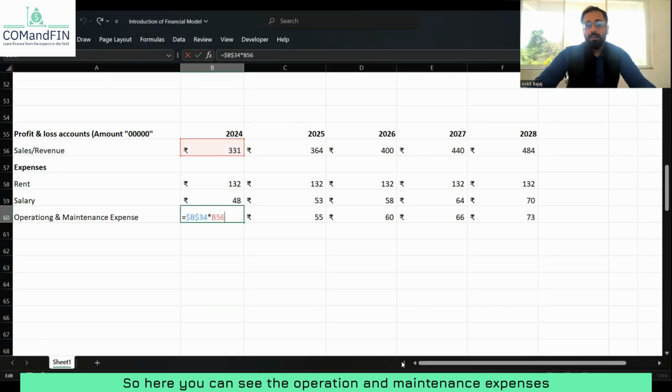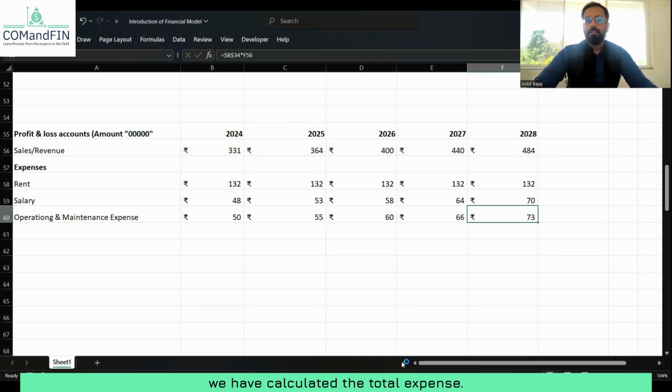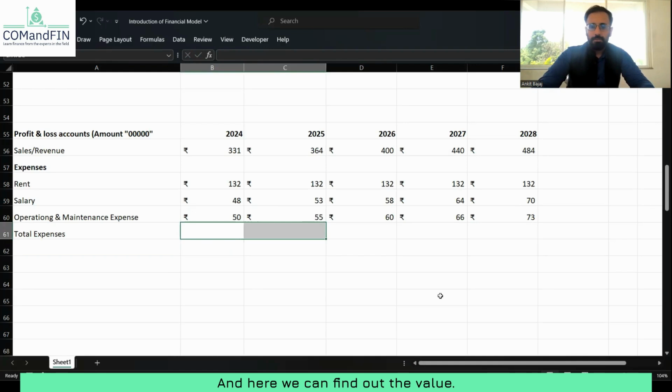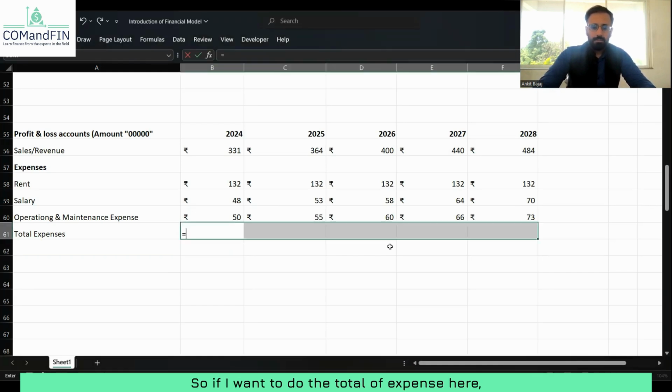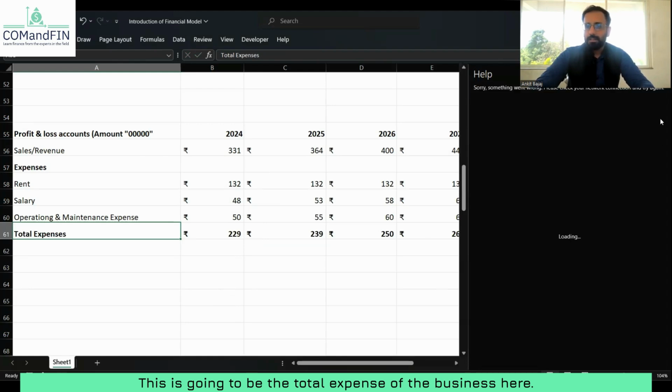So here you can see the operation and maintenance expense is going to be 15% of sales, right? So here what we have done, we have calculated the total expense. So let's do the total of expense here. If I want to do the total of expense, I will press Alt+= to sum, and I can select these three values. So this is going to be the total expense of the business here. I think you understood how we have to calculate these values.